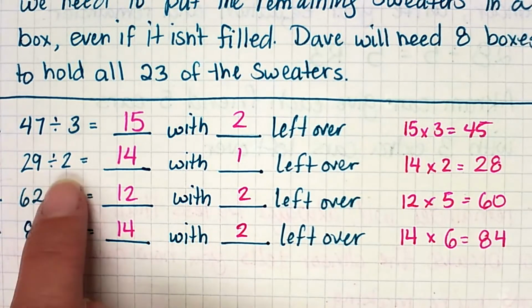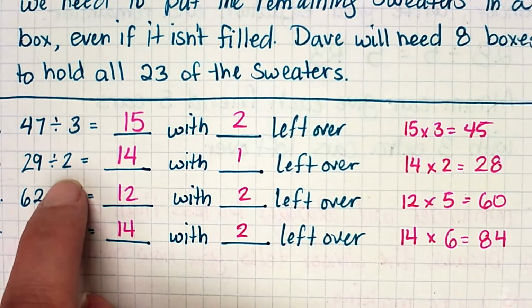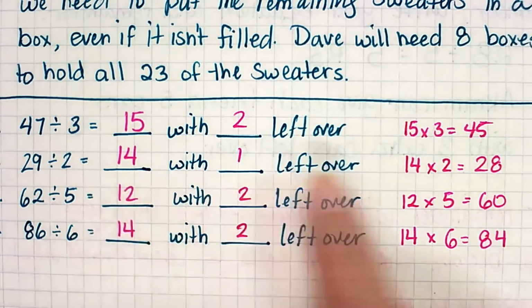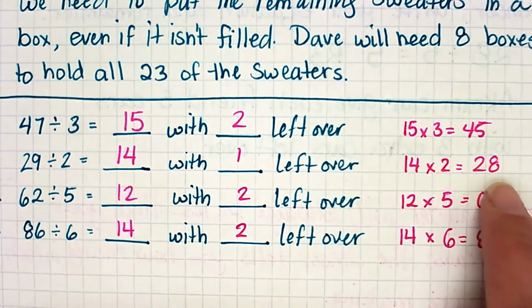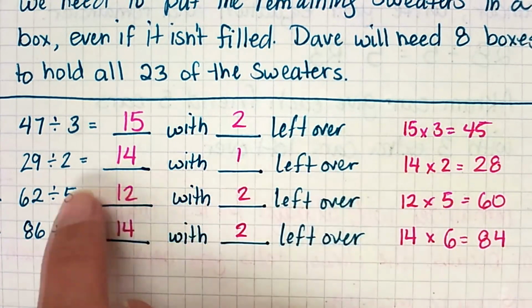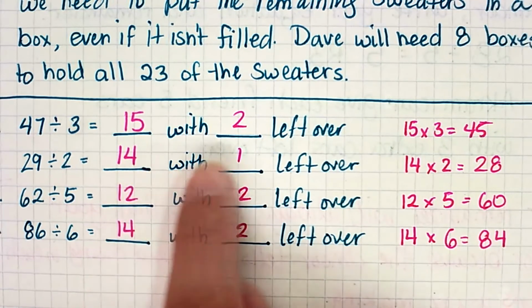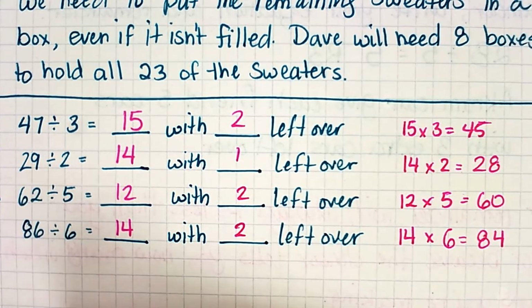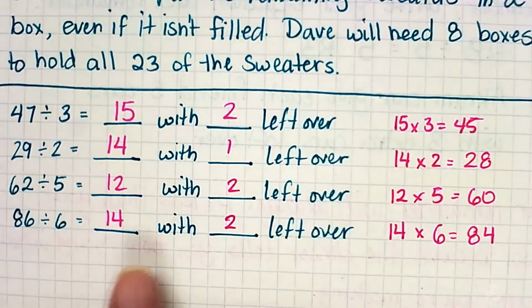For number 4, 29 divided by 2 is equal to a number. So I know 14 times 2 is going to give me 28. So 29 divided by 2 is going to be 14 with the remainder of 1. So that's 28 plus 1 is going to give me that 29, which is my whole number.